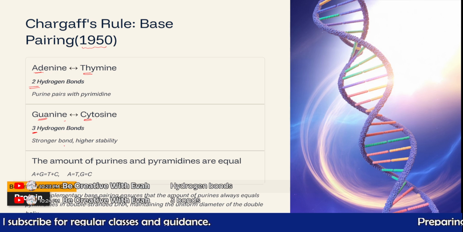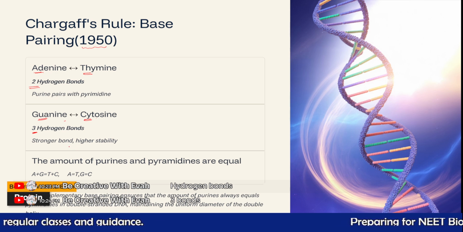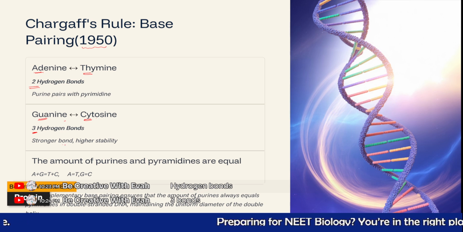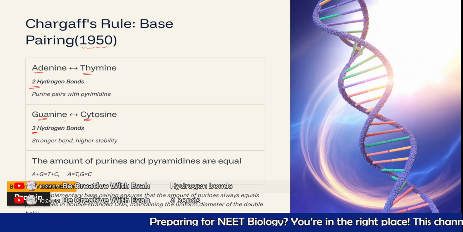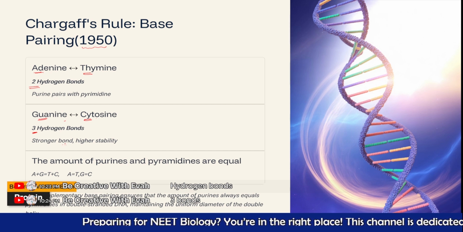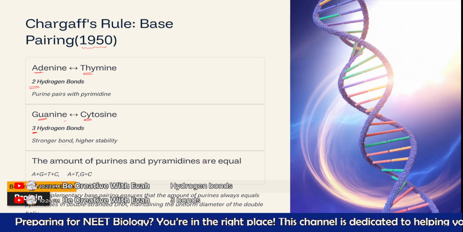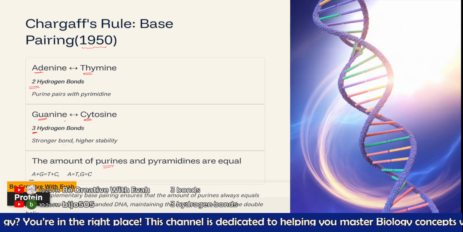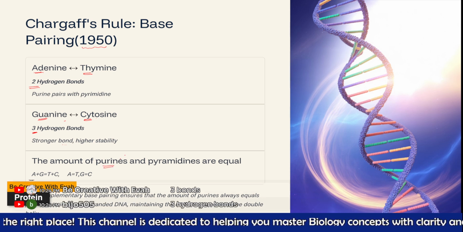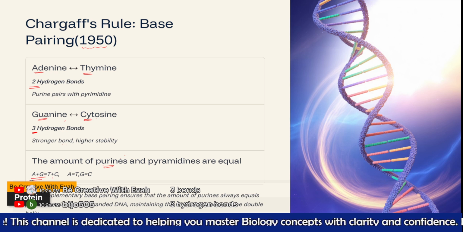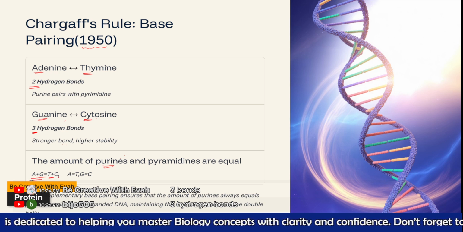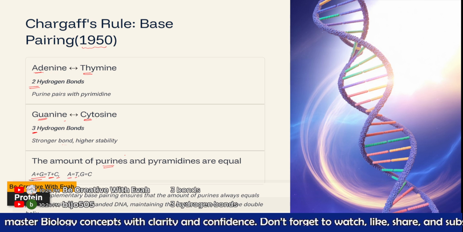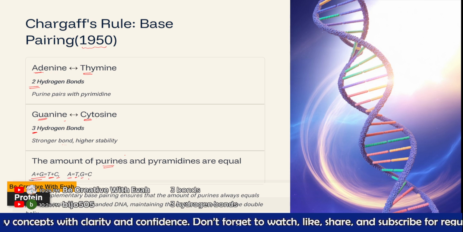So here the stronger bond is more stable. Another point, according to Chargaff, the amount of purines and pyrimidines are equal. Purines, you remember, are adenine and guanine. Adenine plus guanine is equal to the pyrimidines, thymine and cytosine. Then adenine is equal to thymine, and guanine is equal to cytosine.